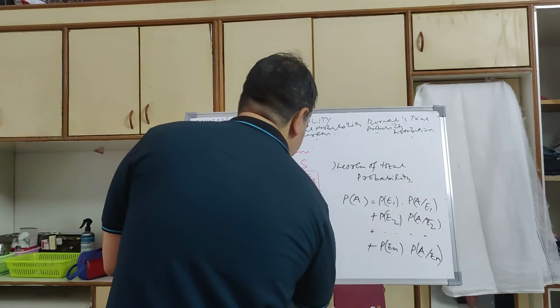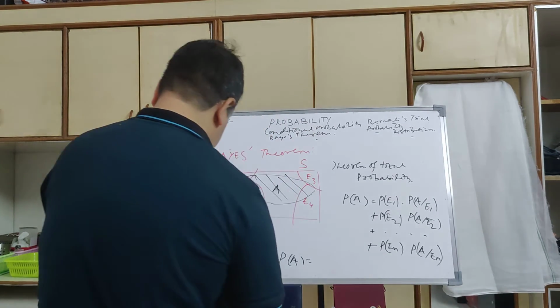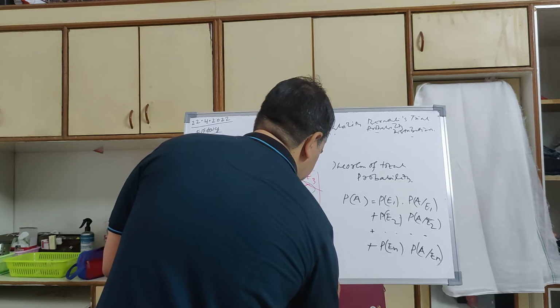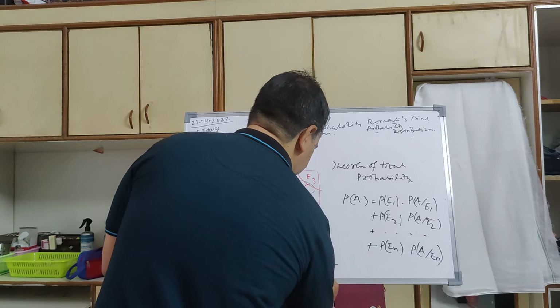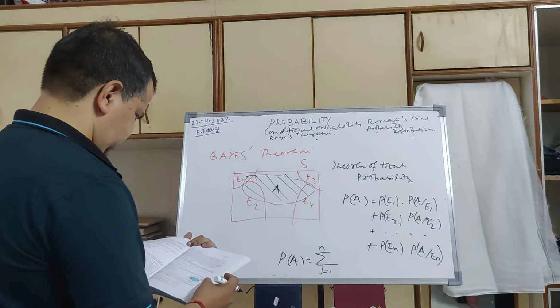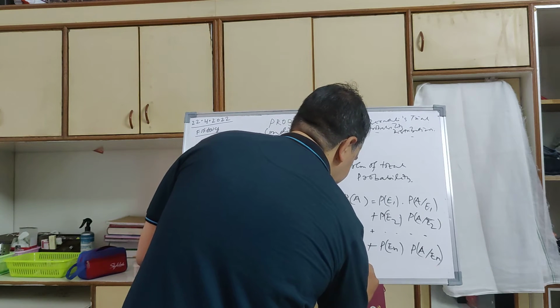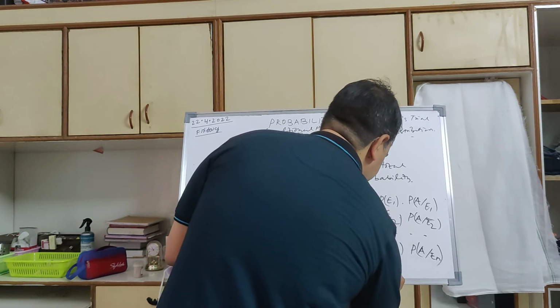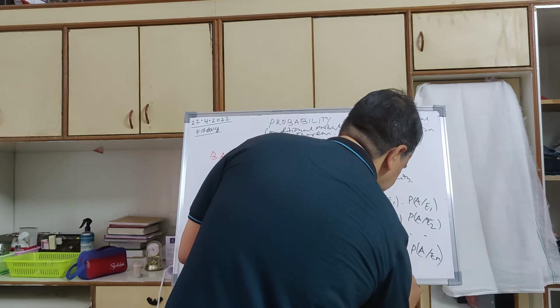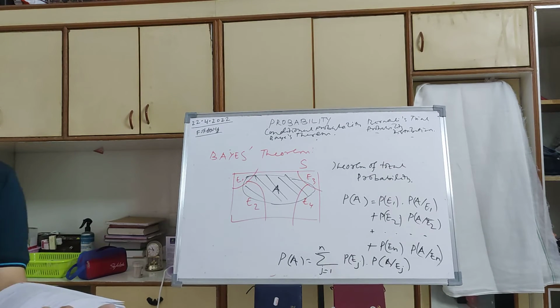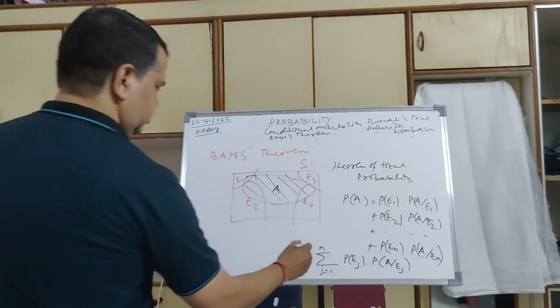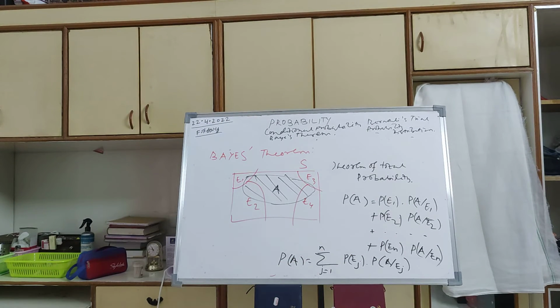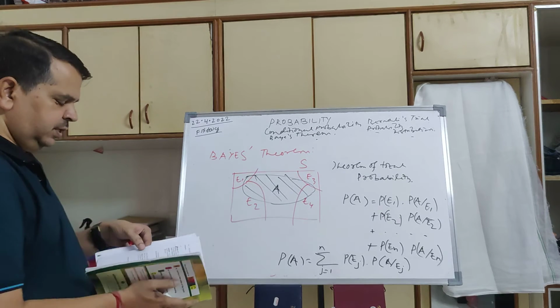So this can otherwise be written as probability of A is equal to sigma j is equal to 1 to n, probability of Ej into probability of A given Ej. This is the theorem of total probability. So this j you can replace, and then it will be a summation. So why are we studying it? Because it will be useful in Bayes theorem. That's why we are studying it.